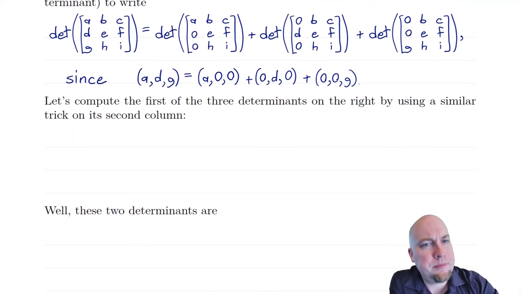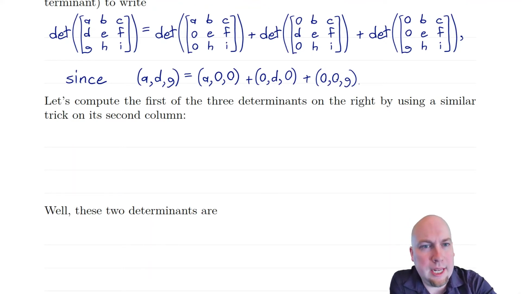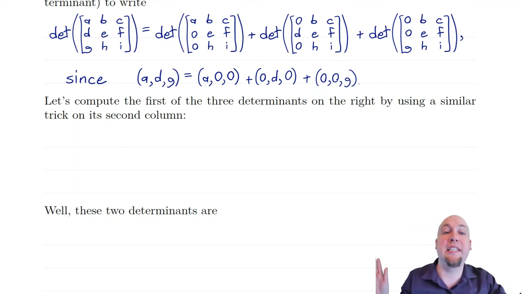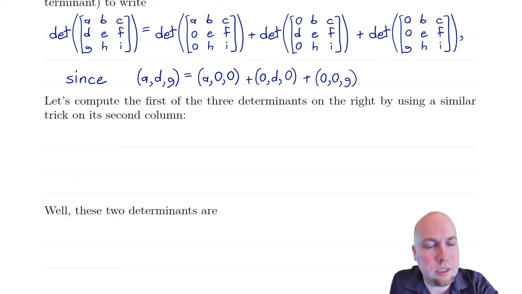But none of those matrices are upper triangular yet, right? So I can't compute the determinants right away. This one, not upper triangular, not upper triangular, not upper triangular. So we're going to use multilinearity again. And for example, I'm going to focus on this determinant first, the very first one on the right-hand side here. I'm going to use multilinearity on the second column now.